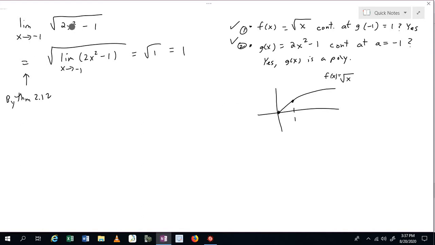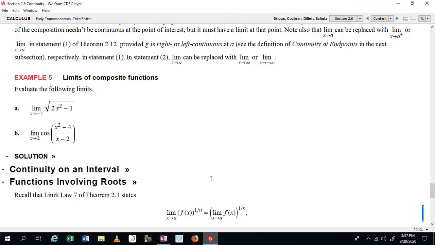Okay, and so now we know the limit of this composition. So that's a good application of the first part. We're actually using part 1 of that theorem, the first part of the theorem. All right, now we're going to go back and look at the second part of that theorem.